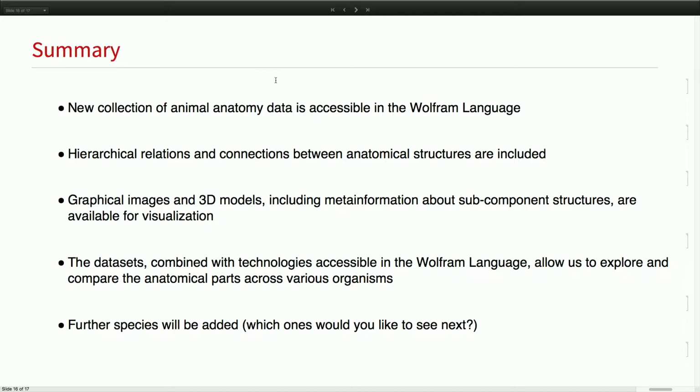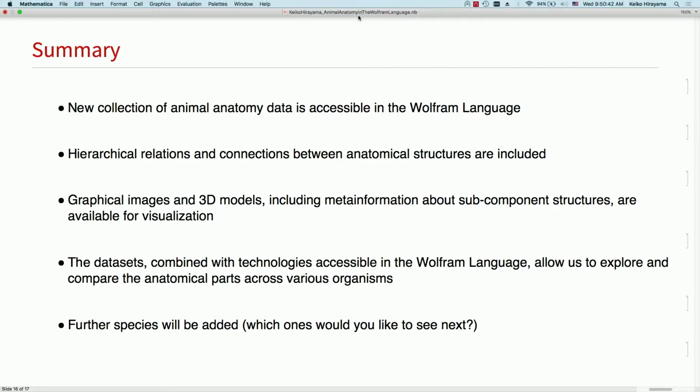So what's next? We are expecting to add more information and more models for additional animals. So I'd be curious to know which models you would like to see next, and I appreciate any suggestions.